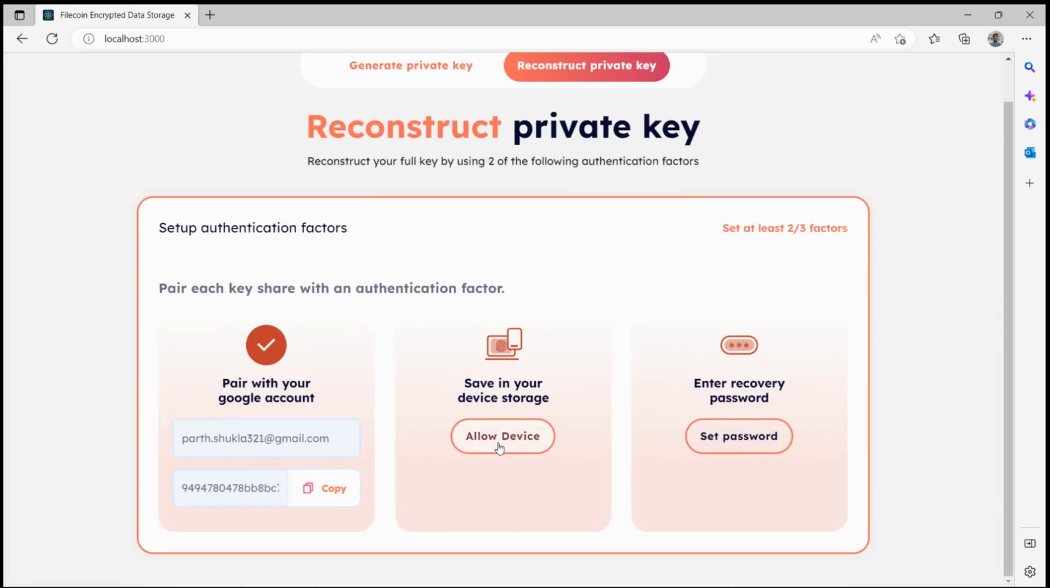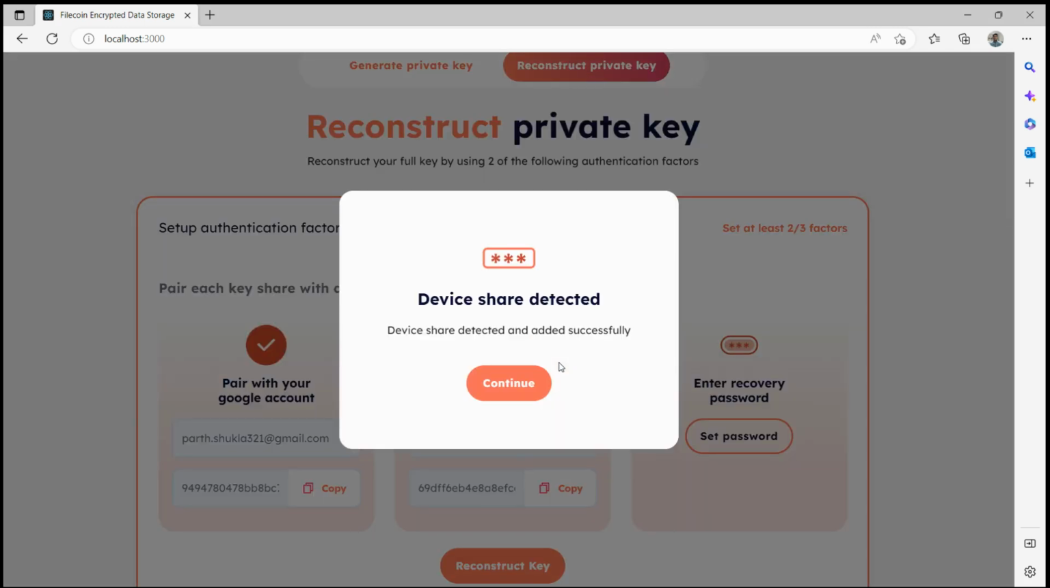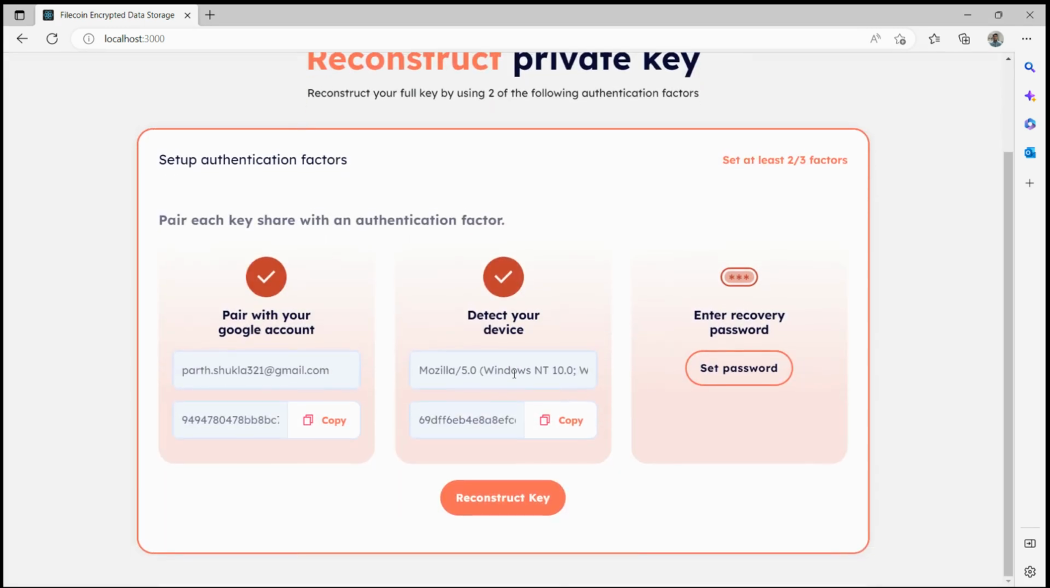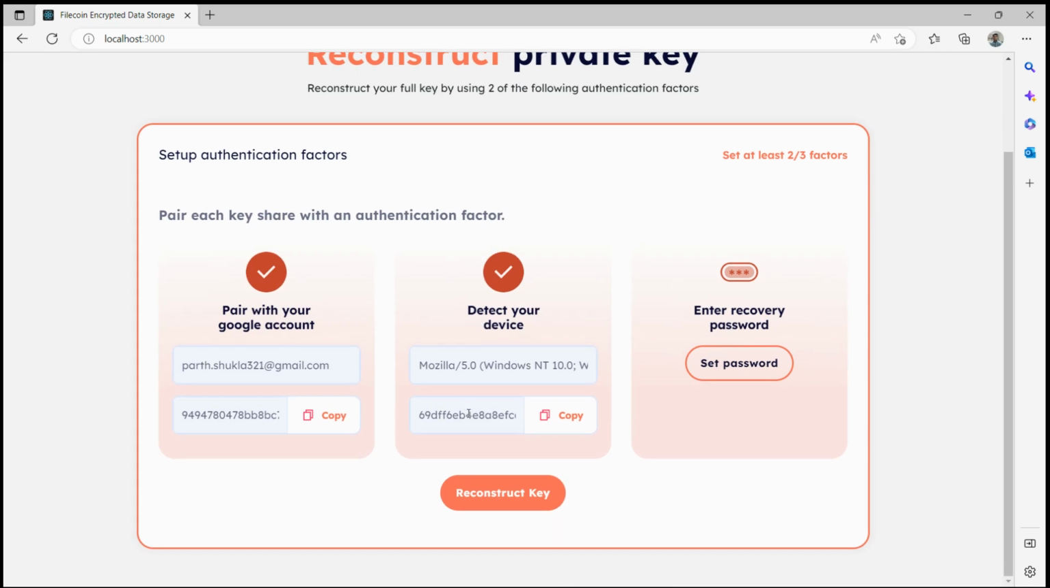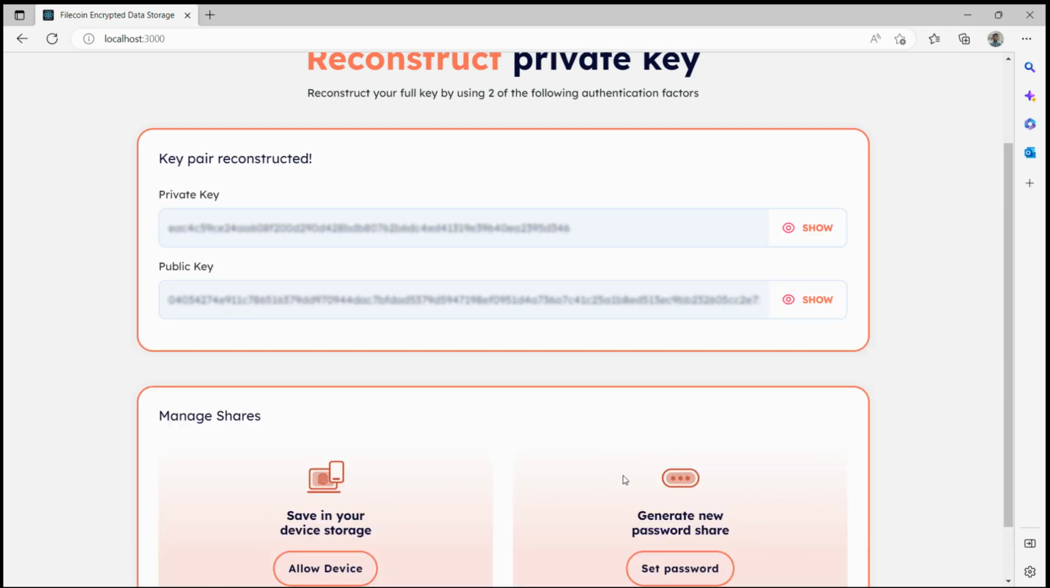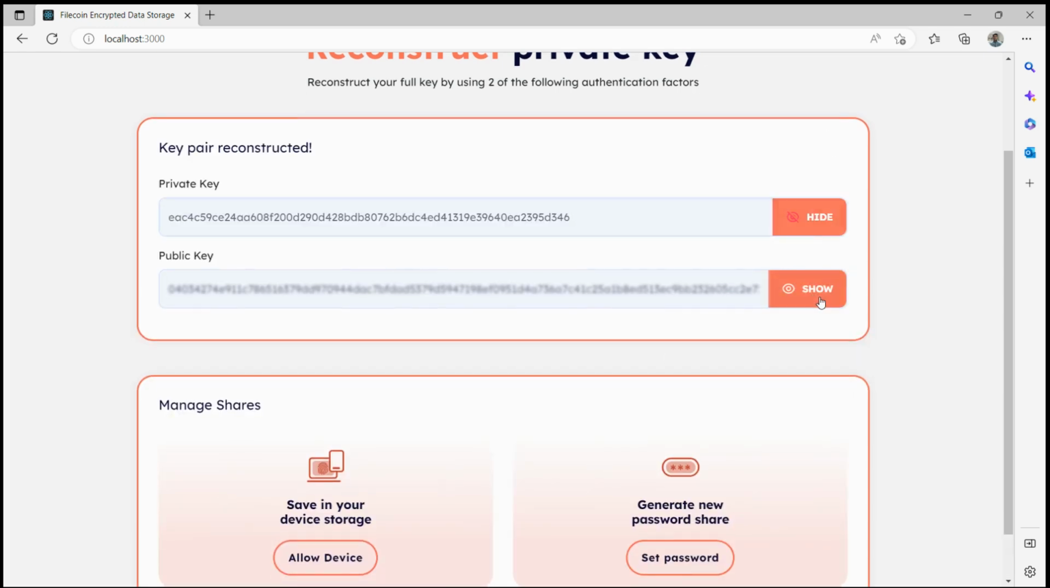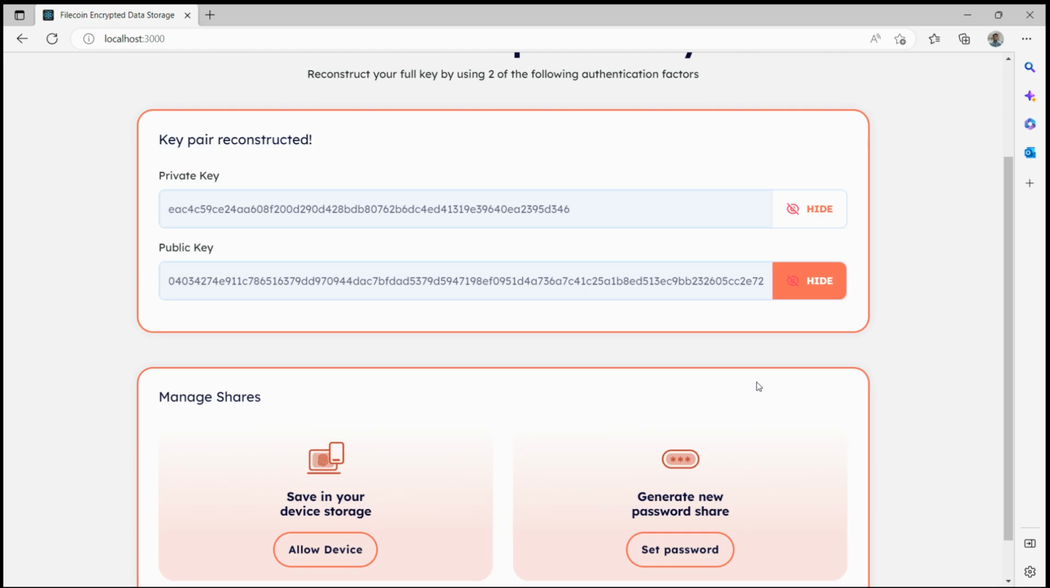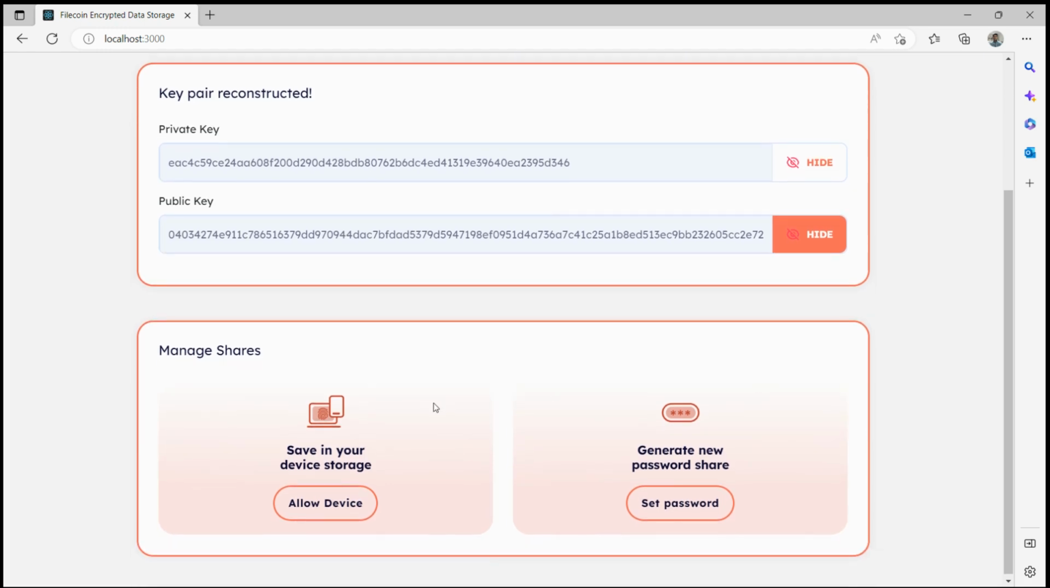The first being the auth factor, and the second one being a device factor from their local device. The user can also choose to recover the recovery factor in scenarios where they lose access to either their device factor or their OAuth factor. The user can then simply reconstruct the key and use it for any of their purposes. The user can also manage their device share and their recovery share and reset these as needed.